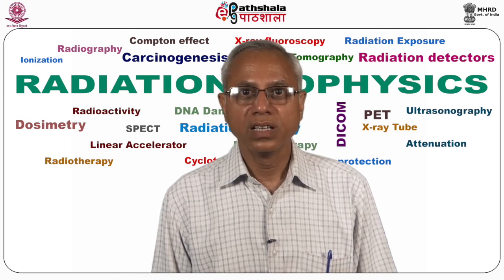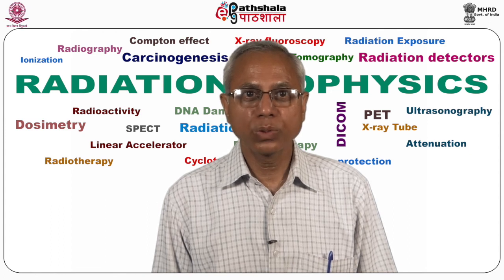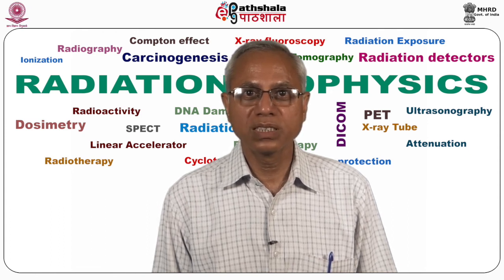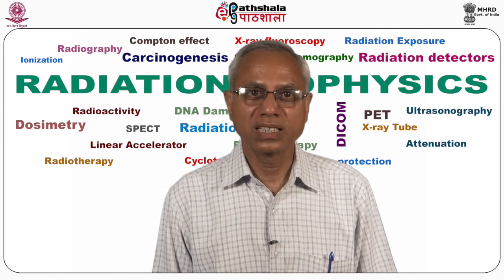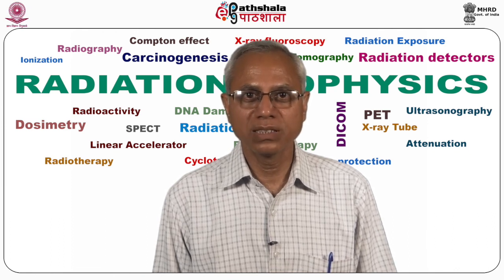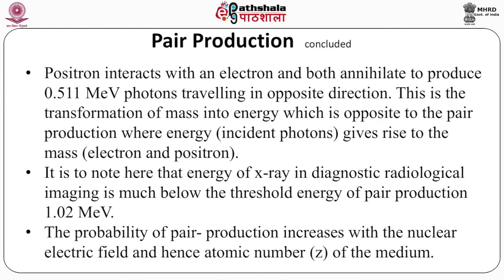The electrons and positrons so produced due to pair production spend their energy in the medium by excitation and ionization of the medium. Positron interacts with an electron and both annihilate to produce 0.511 MeV photons travelling in opposite direction. This is the transformation of mass into energy, which is opposite to the pair production, where we saw the energy of the incident photon gives rise to the mass, which are electron and positron.